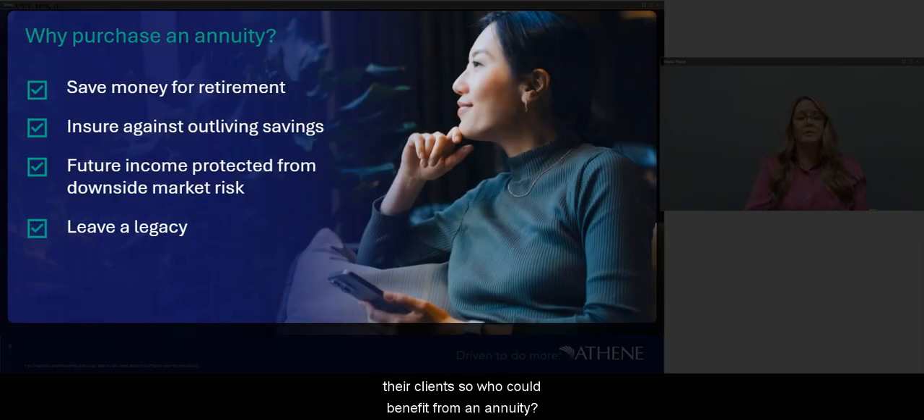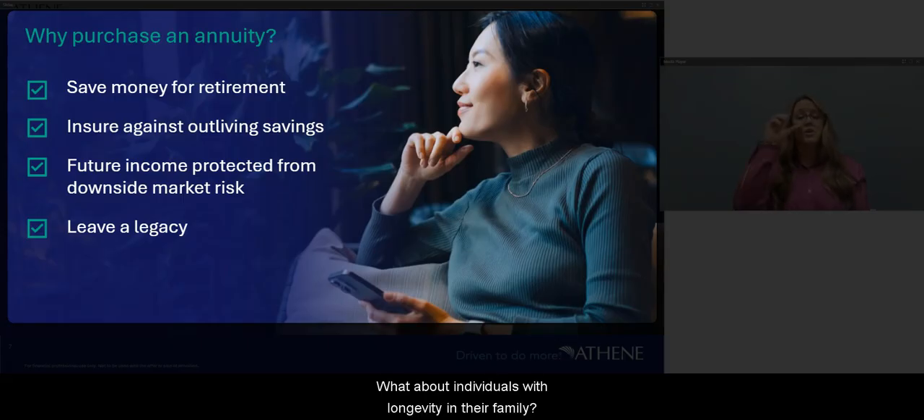So who could benefit from an annuity? There's a lot of people out there who could benefit, such as retirees seeking guaranteed income. If you have clients who are nearing or already in retirement and they want a reliable source of income to replace their paycheck, an annuity can provide those regular payments for them.